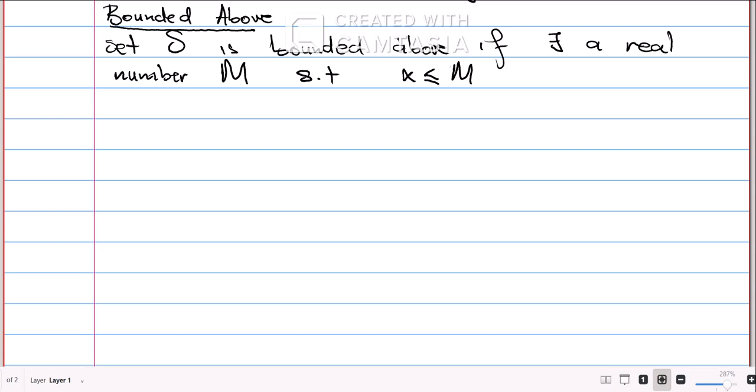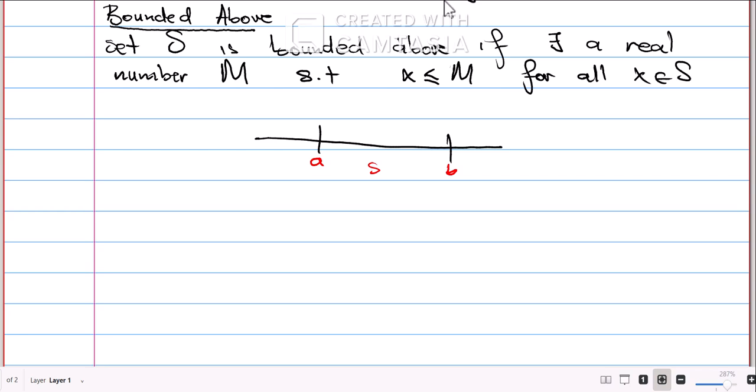Okay, so let's say this is our set S. This is A, this is B. Okay, so now this is okay for all X is an element of S. Okay, for all. So now we are looking at this part.